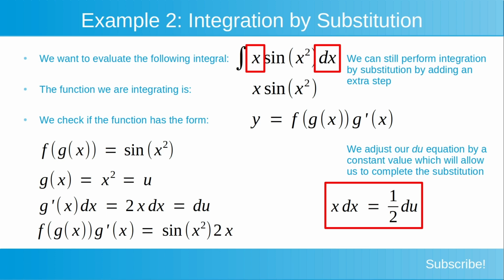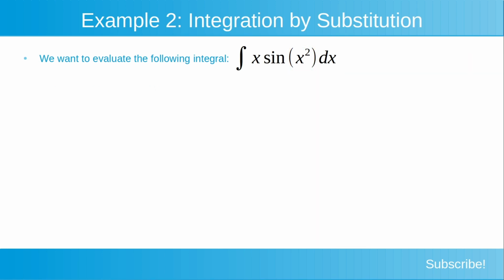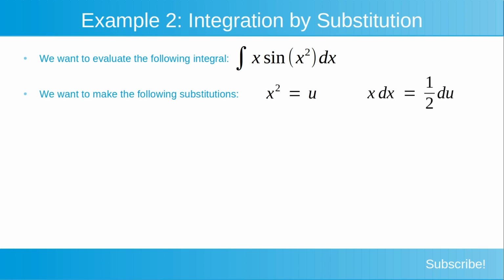Now at this point, we have our substitutions ready. We're going to substitute a half du for x dx, and we're going to substitute the variable u for x squared in our integral. So we're going to do that next. We want to make the following substitutions. We want to substitute the variable u for x squared, and we want to substitute 1/2 du for x dx.